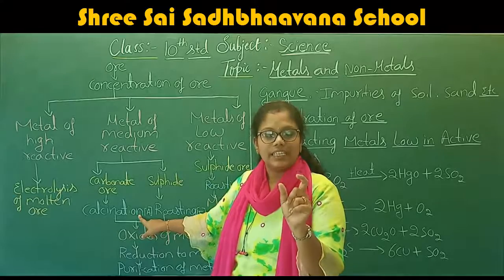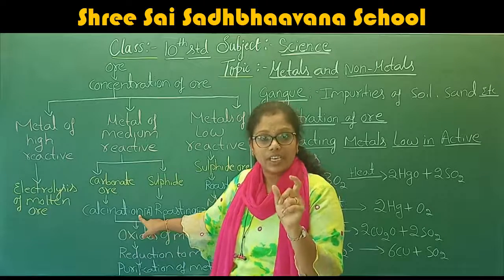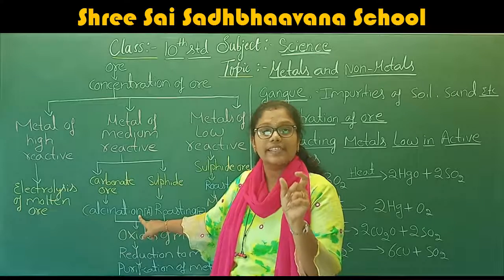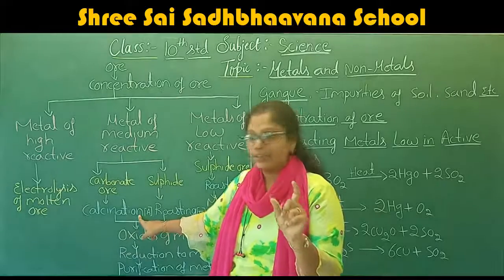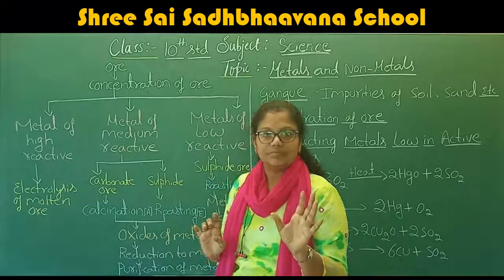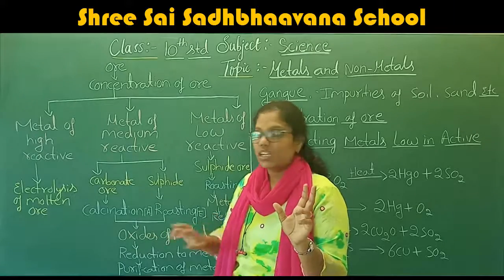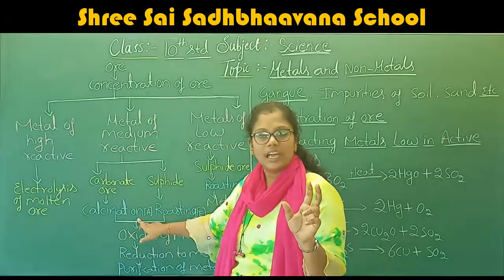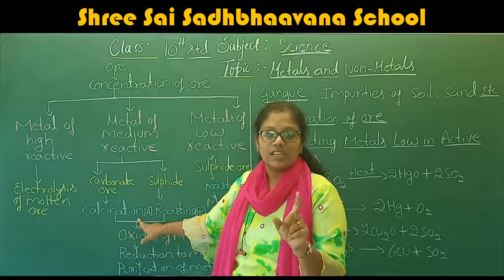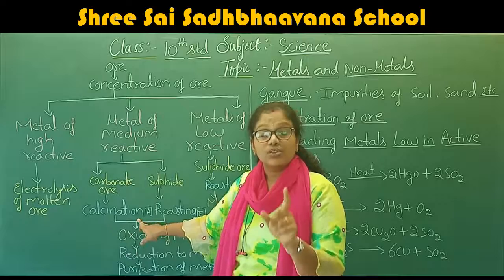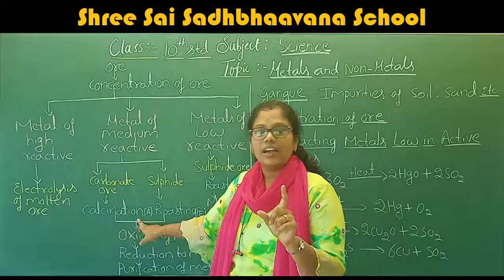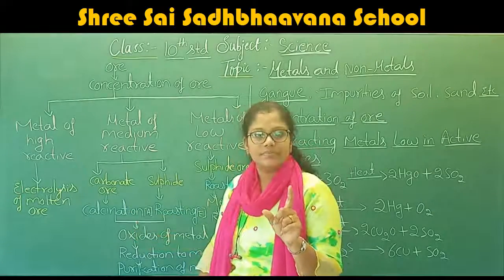The process of heating the ore in the absence of air or with a little supply of air, that process we call calcination. Therefore, the carbonate ore undergoes calcination. Understood? Which process does the carbonate ore undergo? The carbonate ore undergoes calcination. What is calcination? The process of heating the metal in the absence of air. That we call calcination.